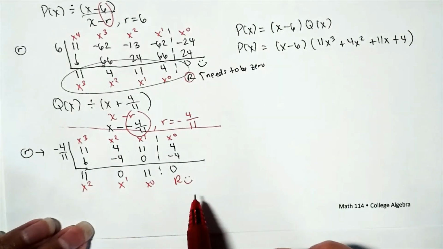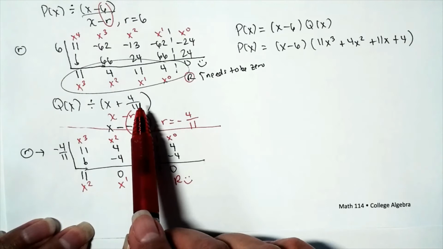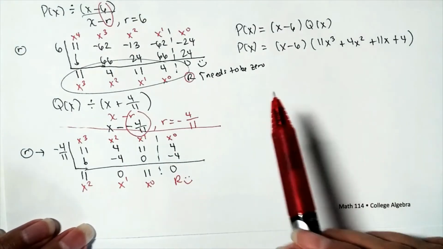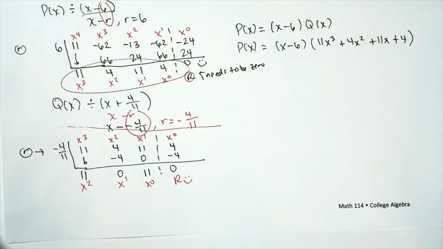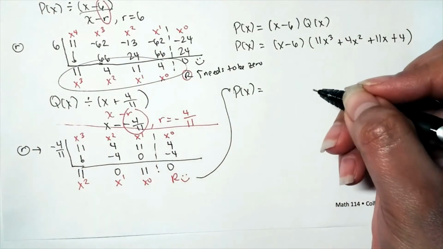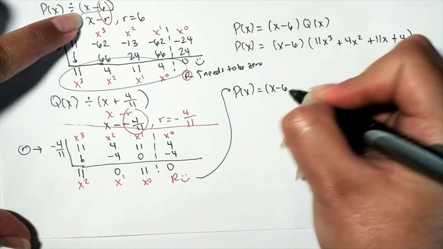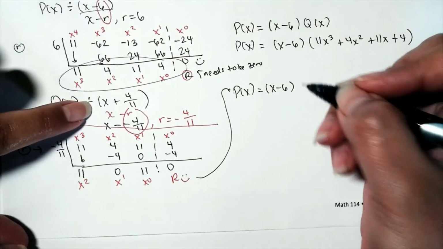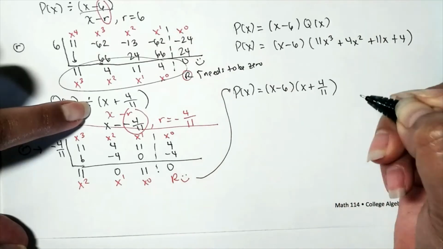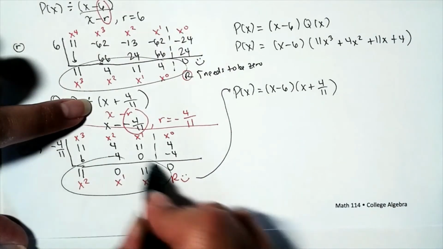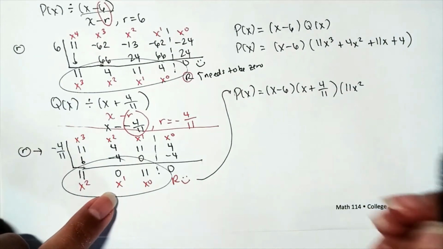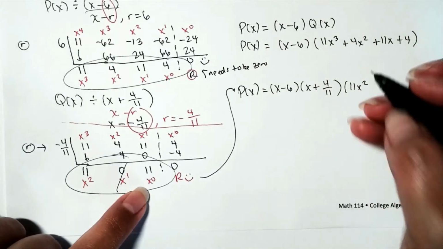So I'm smiling because we had said that x plus 4/11 is a factor, so when we divide, the remainder should be 0. So let's continue to factor the polynomial. We took our polynomial and first divided by x minus 6. Then we divided our result by x plus 4/11. That leaves us with the following quotient: 11x squared plus 0x, there's no need to write it, plus 11.